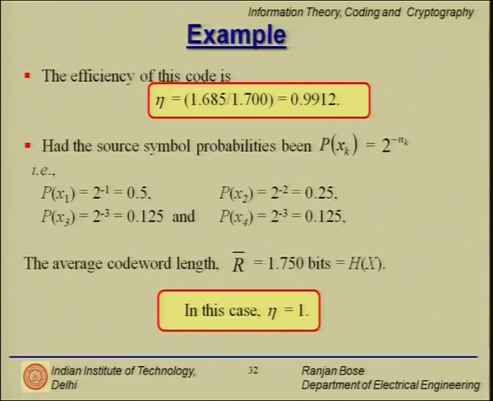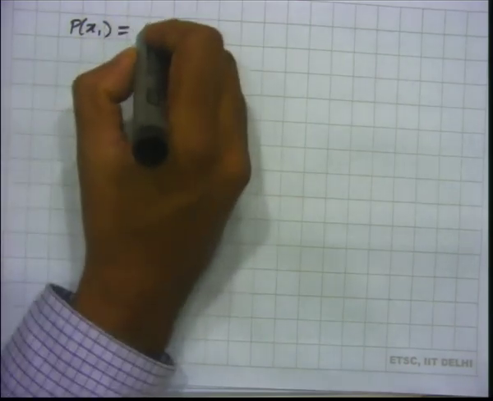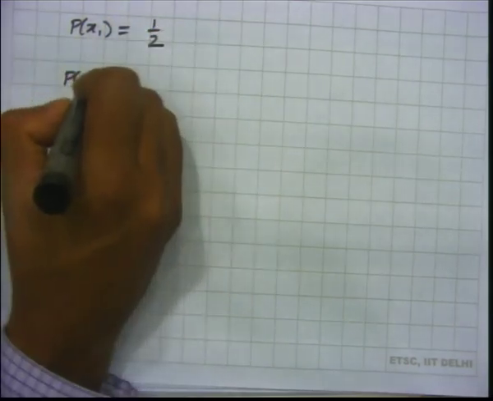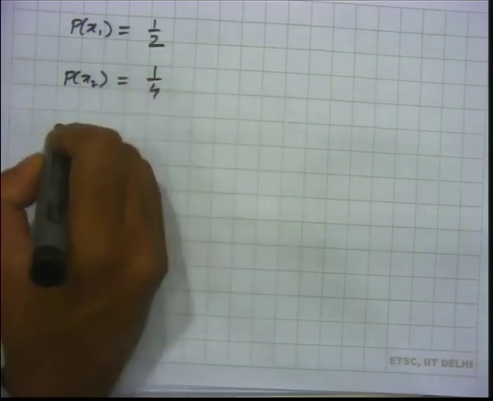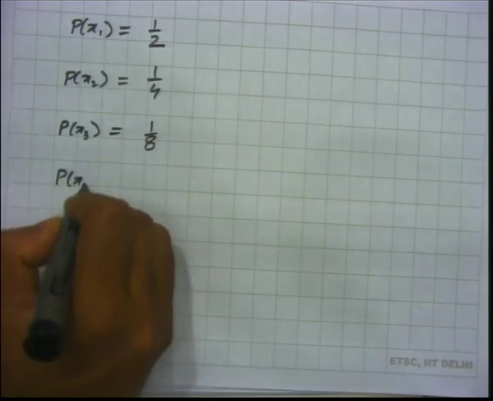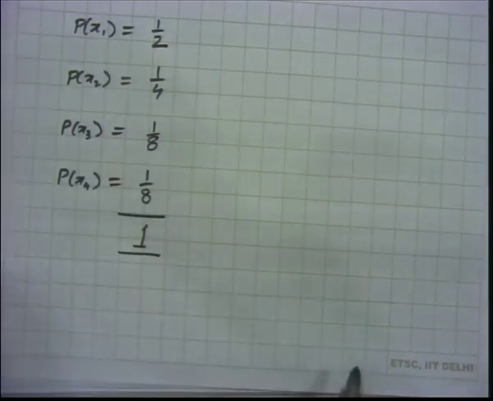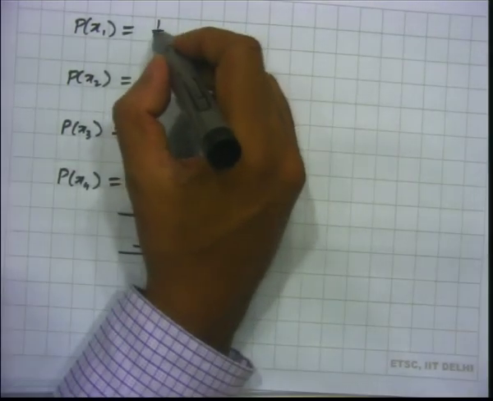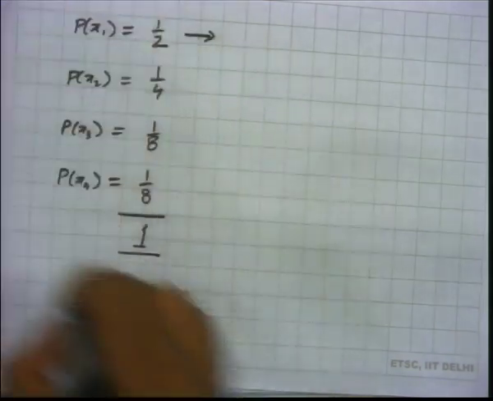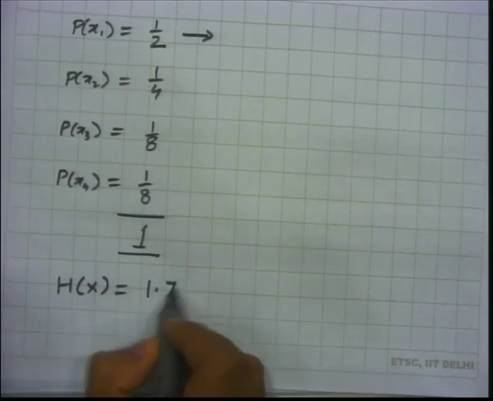Well, it is easy to understand what is happening. Look at these probabilities. P(x1) equal to 1 by 2, P(x2) equal to 1 by 4, P(x3) equal to 1 by 8, P(x4) equal to 1 by 8, and they add up to 1. Now, if you look at the average self information of this entire code, which is H of x, you get 1.75 bits.